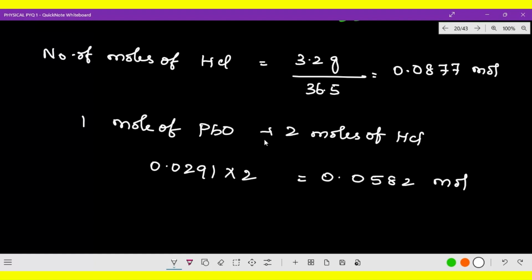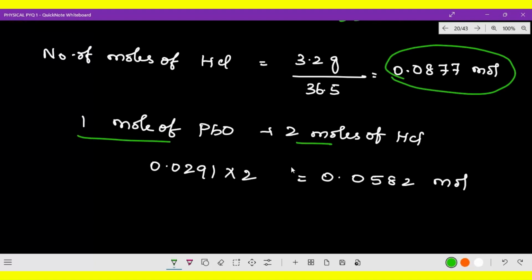Here 1 mole of PbO reacts with 2 moles of HCl. So that means the number of moles here is 0.0291 into 2 moles of HCl, so you are getting 0.0582 mole. Here it is 1 mole, here 2 moles. So this is the number of moles we got: the number of moles of PbO, 0.0291, into 2. That is the answer you'll be getting.